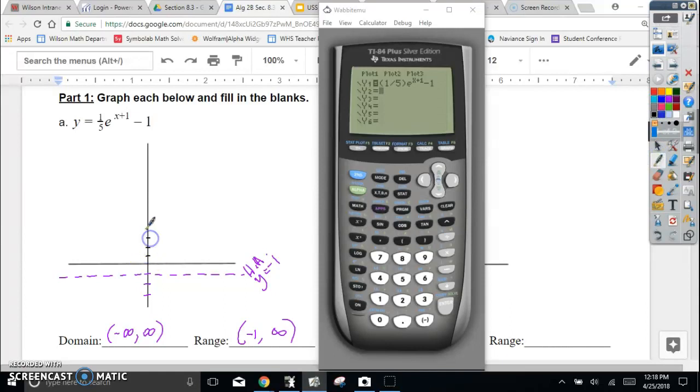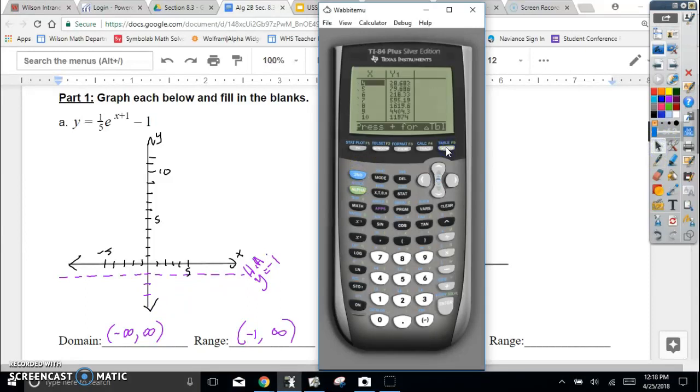So we're going up here. That'll be 5. I'm going to go out to 5. If I need more points, I'll add them as I go. This is our x. This is our y. All right. So I'm going to go to my table. I do that by hitting second graph. And let's see where my negatives go.